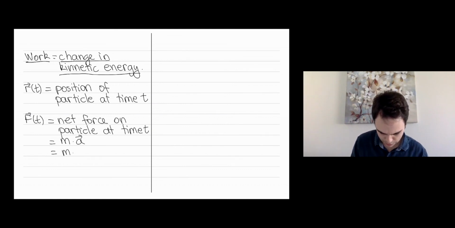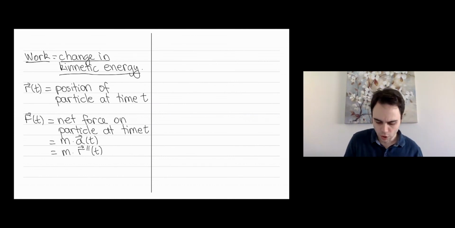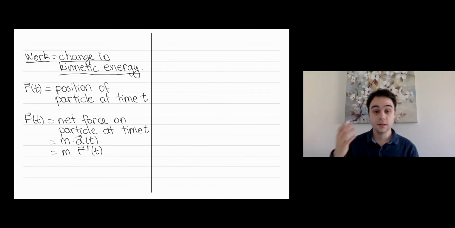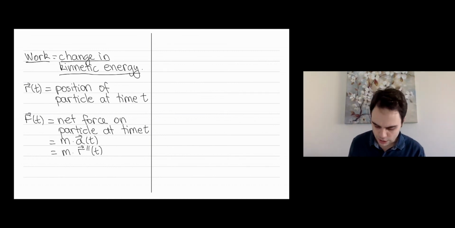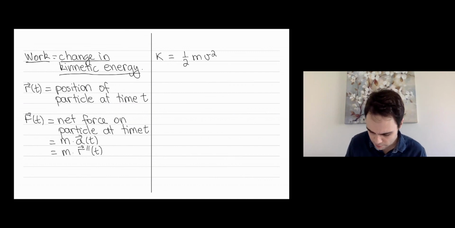So that's m times the second derivative of the position. In principle, the acceleration could depend on time. So r of t is the position of the particle at time t, and F of t is the net force on the particle at time t. So now let's think about the kinetic energy. I'm saying that work is changing kinetic energy, so let's think about kinetic energy for a while. So the kinetic energy is 1/2 of the mass times the velocity squared by definition. That's how we define it.